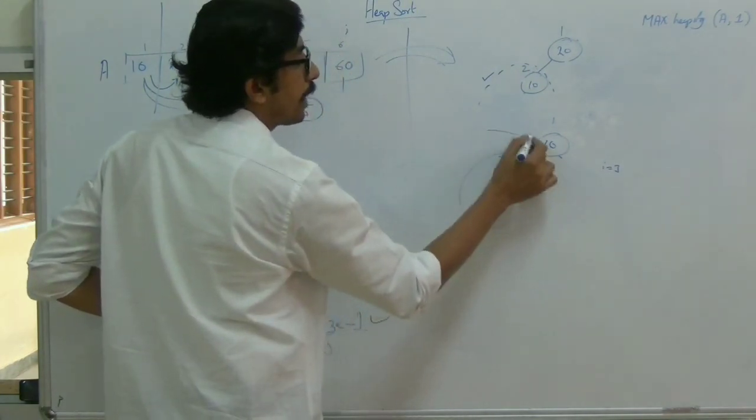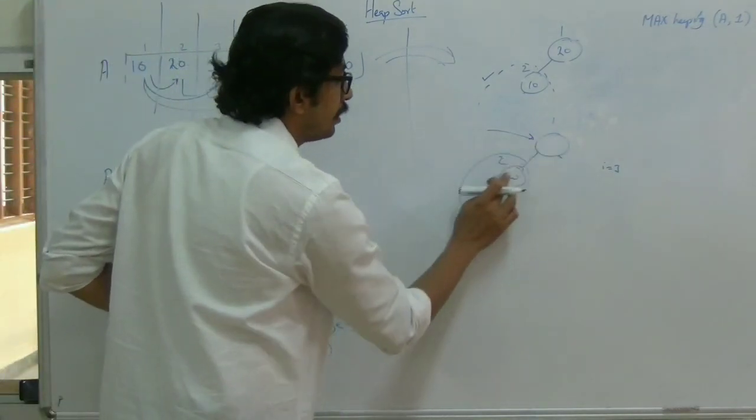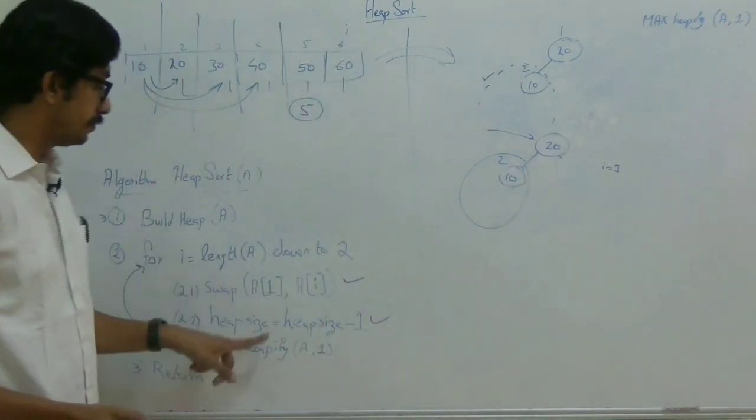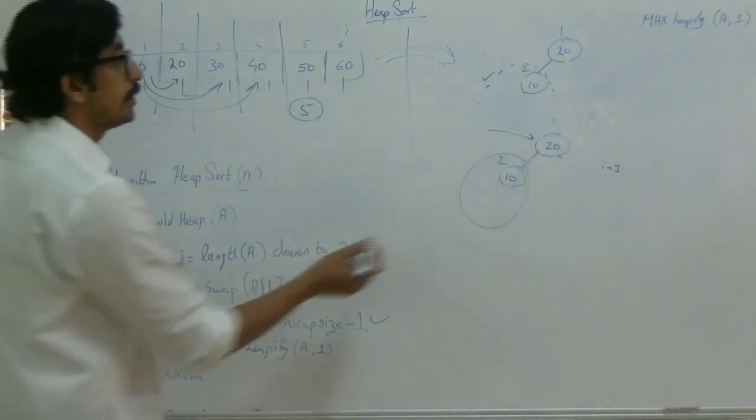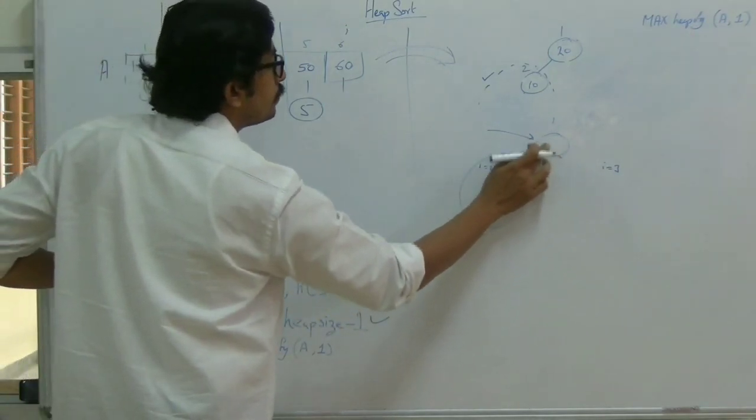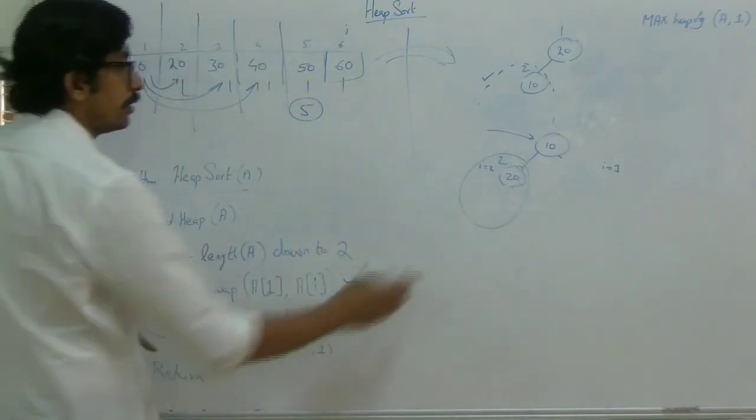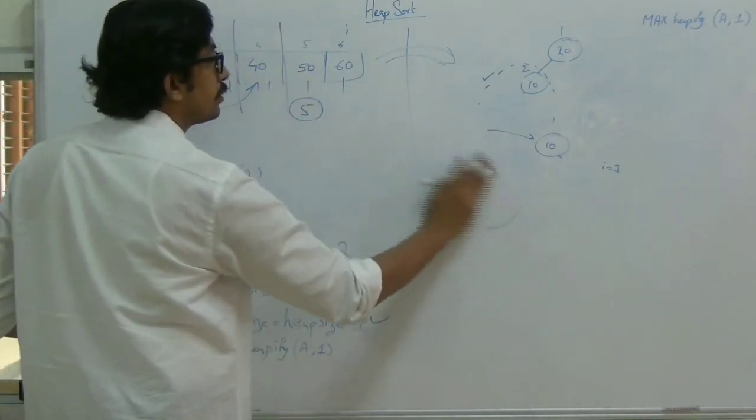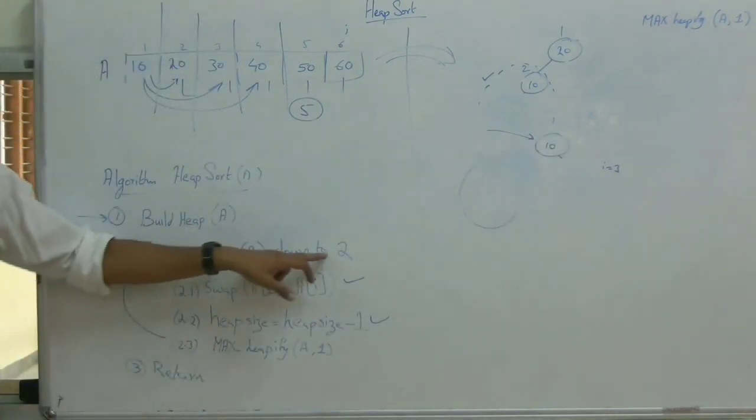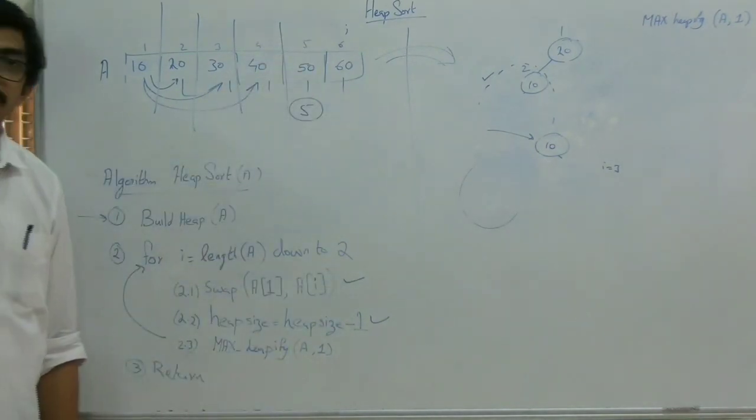Again, we will call max heapify of A of 1, which means this will be converted back to a max heap. Again, the I value will be decremented to 2. We are swapping 20 and 10. So 10 will be over here, 20 will be over here. Now there would be a max heapify call again, but now the I value has become 2 and we will stop the process, and we are having the array in sorted order.